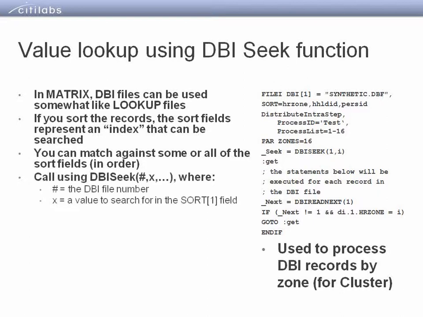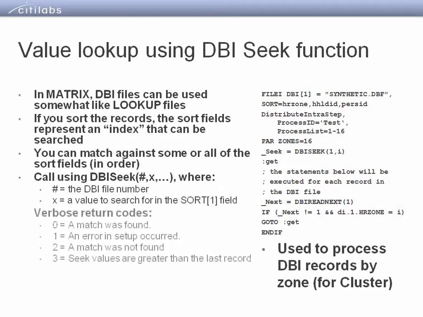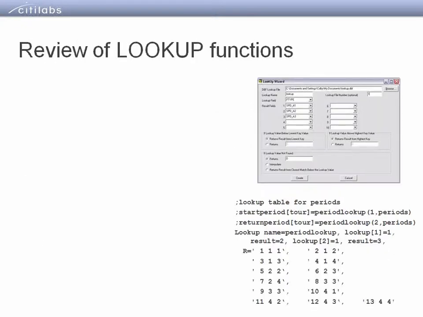So on the right here is an example of exactly how this works in the activity-based model example. The main use of this in this particular case is to process DBI records by zone, which allows us to cluster the processing, whereas with the older RecI, or record-based implementation, it was not possible to cluster the processing for the activity-based model.